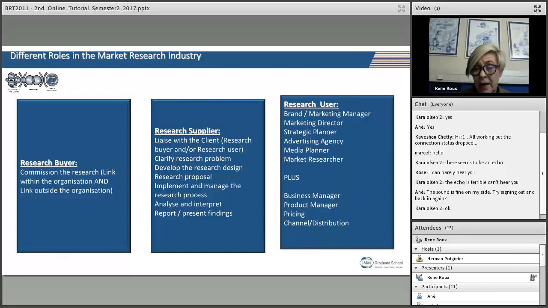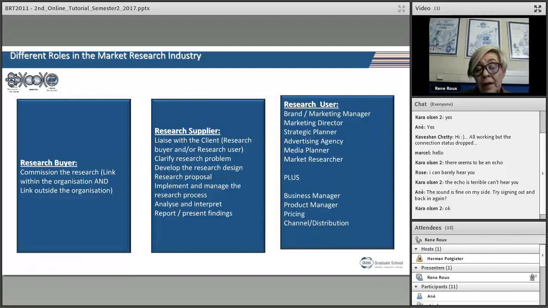Now, the buyer is the research manager. The buyer is the person who will liaise with the research supplier. The user is the product manager. The product manager will take that findings and implement it. But as I said, sometimes your research buyer and your research user is one and the same thing. It can be that in an organization, the marketing manager liaises directly with the research supplier regarding research that they want to do. That marketing manager is then the buyer and the user.